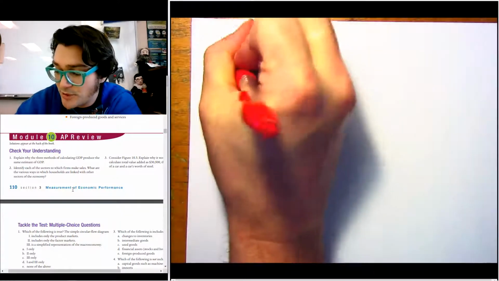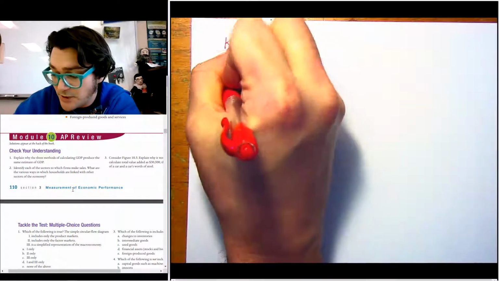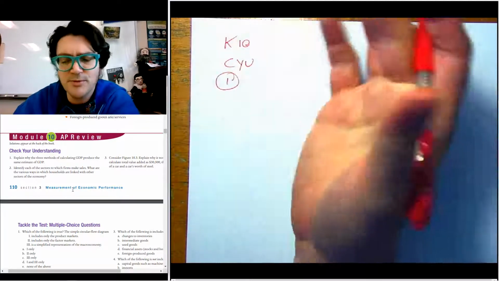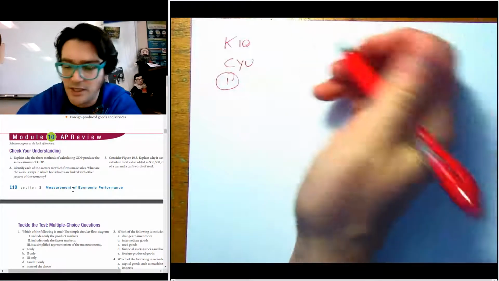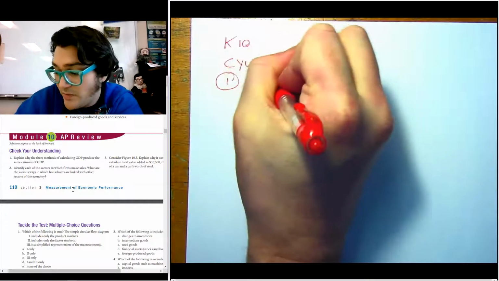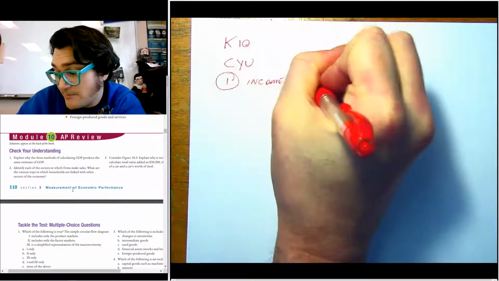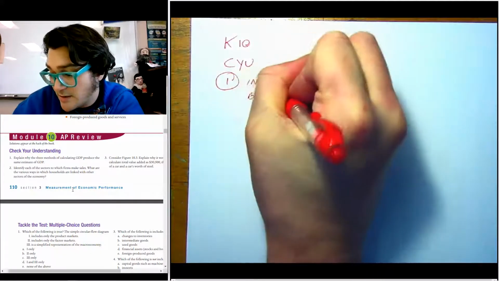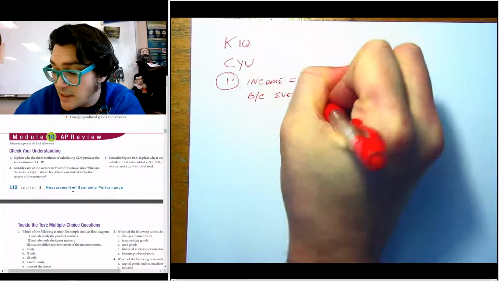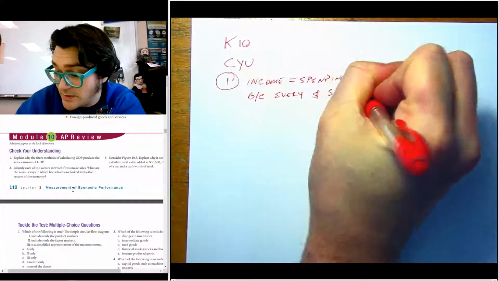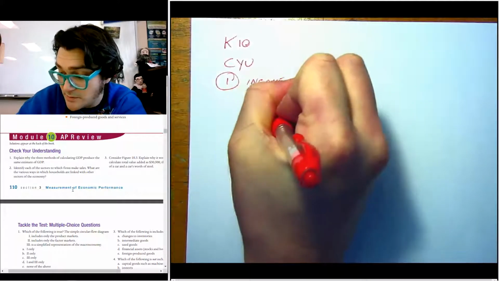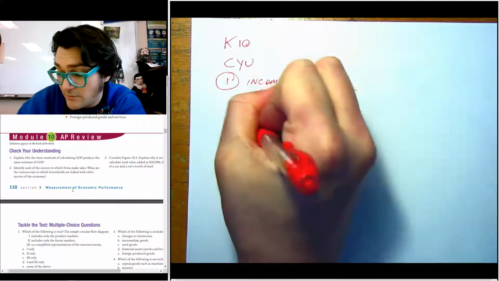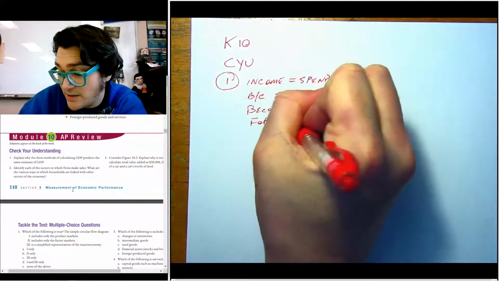Now, if you remember in one of these videos, I told you you only have to worry about the income and the spending approach. And so for this problem, we'll just say, here's why these two things are equal. The income equals the spending, we would say, because every dollar spent becomes income for someone else.